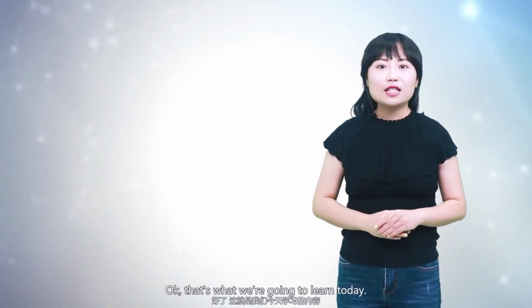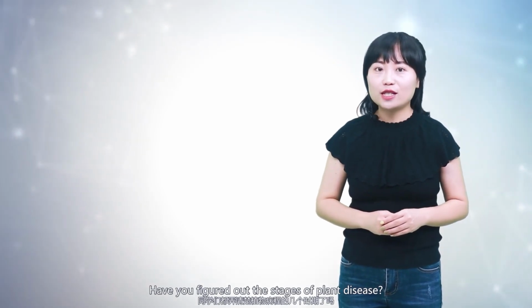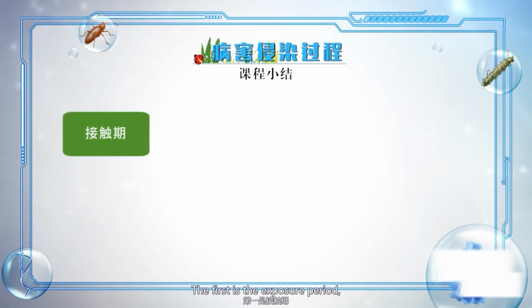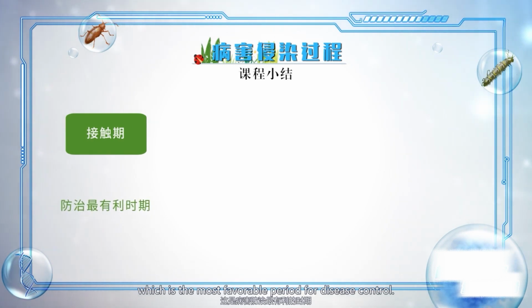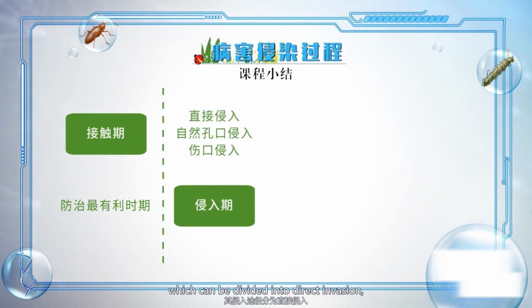Okay, that's what we're going to learn today. Have you figured out the stages of plant disease? Let's review it again. The process of plant disease infection is divided into 4 stages. The first is the contact period, which is the most favorable period for disease control. The second is the invasion period, which can be divided into direct invasion, natural opening invasion, and wound invasion.